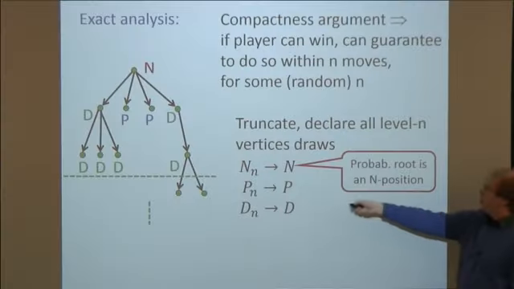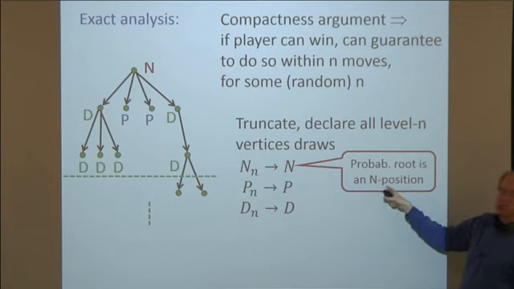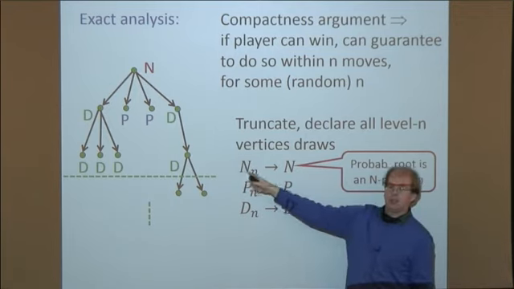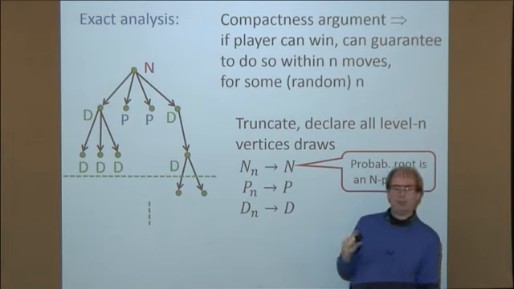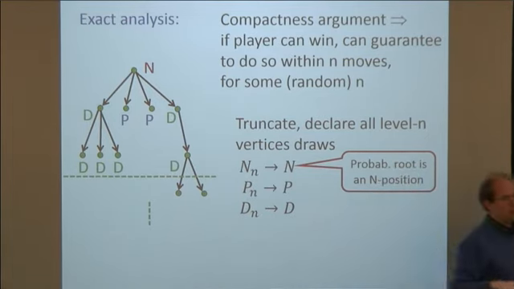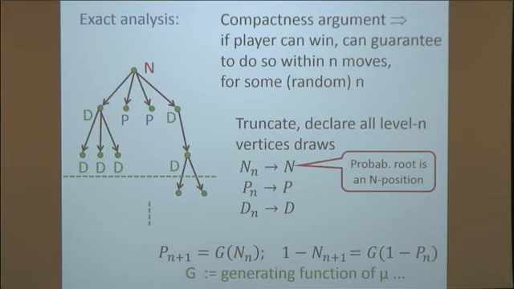And because of this, it's pretty easy to see that the probability that the root is an n position when you truncate converges to the probability it's an n position in the infinite tree. And similarly for p, and therefore it's true for d as well, because that's 1 minus the other 2. On the other hand, you can compute all these things using generating functions.